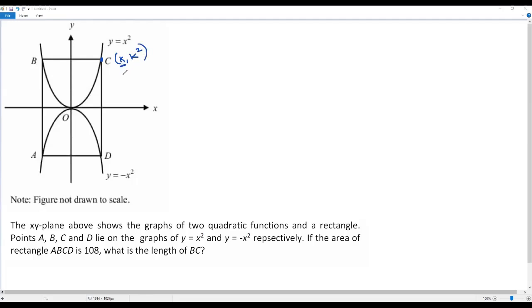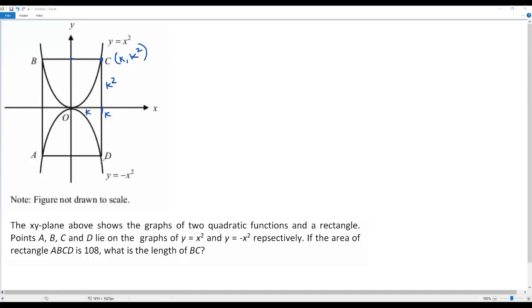Here, since the x coordinate is k, the value on the x-axis has to be k, and since the y coordinate is k squared, the value on the y-axis is k squared. Otherwise, we can consider the length of this vertical line segment. This is given by the y coordinate, that is k squared, and the length of this horizontal line segment is given by k.